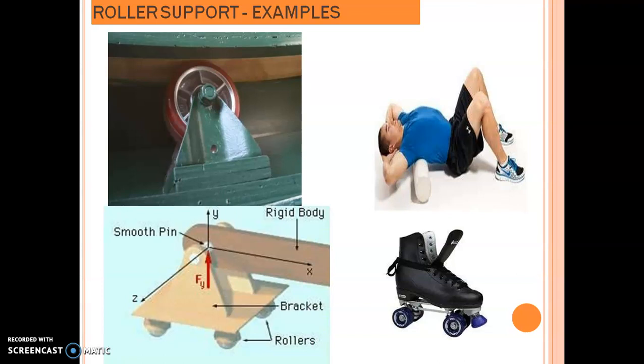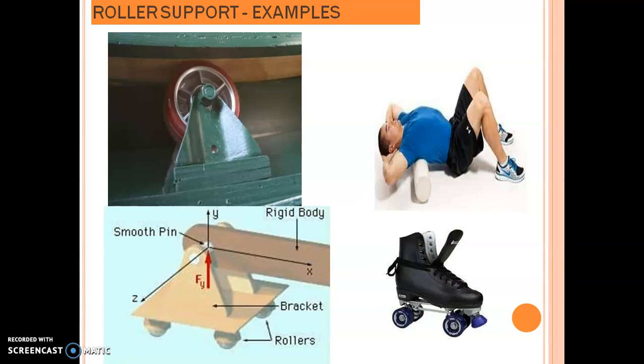Then the next slide represents different applications, or examples, of a roller support. In your first figure you can identify a wheel, where the structural member is supported with the help of this wheel. This is a roller support. In your second figure you can identify the coordinate system is mentioned, and the rollers are provided to support this structural member. So x direction, y direction and z direction.